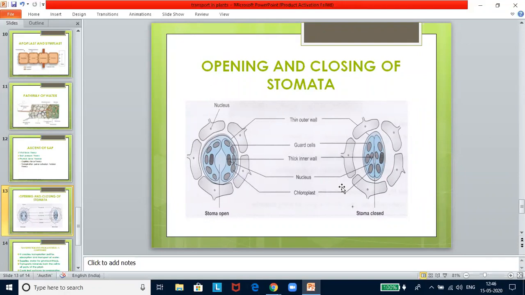Rate of transpiration by potometer. Example, Ganong's potometer, Farmer's potometer, and comparative rate of transpiration of two leaf surfaces by cobalt chloride paper method. So this you will be doing in practicals, but that can be asked in the NEET exams. Opening and closing of stomata are governed by changes in the turgidity of the guard cells. When guard cells are turgid, stomata open, and when flaccid, stomata close.